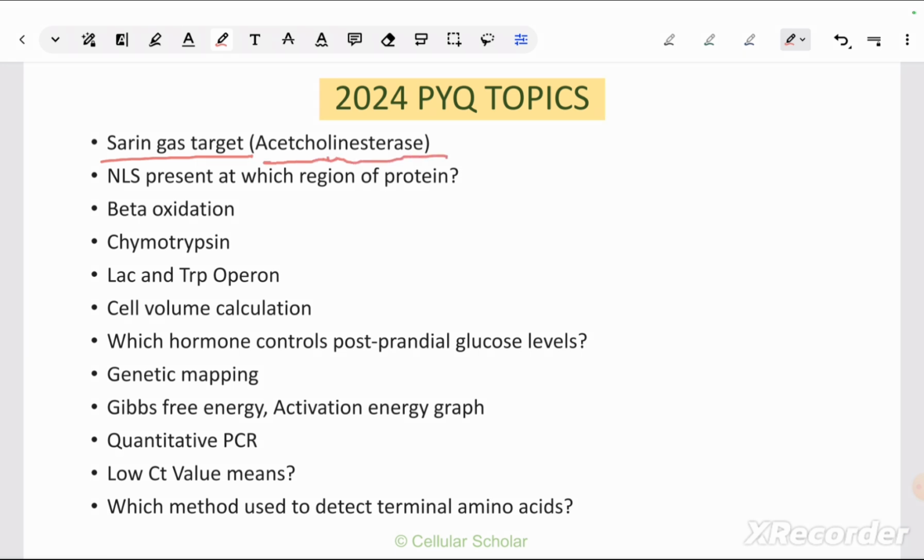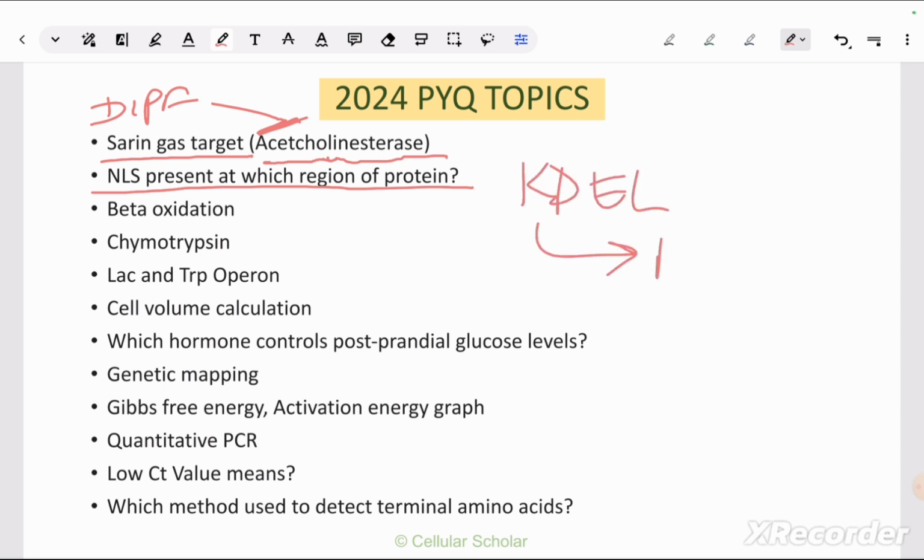Now they asked what was the sarin gas target, which is acetylcholinesterase. Basically, they asked what is its target, and again there is another compound, DIPF, which also targets the same enzyme, and basically they irreversibly inhibit this enzyme. Now NLS is present in which region of protein? Along with this, read about also the other signaling sequences which are present in certain regions of protein. For example, KDEL sequences which are present at, I think, the C terminal of ER resident protein. So that you should know.